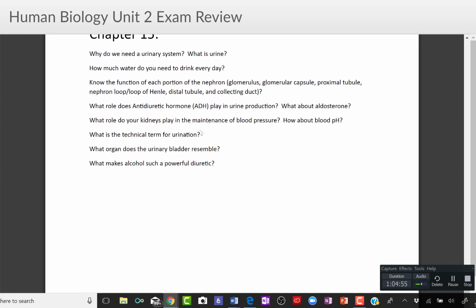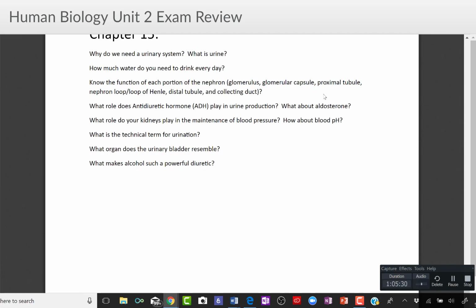All right, know the function of each portion of the nephron. So the glomerulus, that's going to be the knot of capillaries that's sitting in the glomerular capsule. That's where fluid is going to be filtered out. 50 gallons a day of fluid is going to go from the capillary beds, this knot of capillary beds called the glomerulus, into the glomerular capsule, which was called the Bowman's capsule when I was a student. So the glomerular capsule's job is to catch that. So those two things together form something called the renal corpuscle, and their job is filtration. So they filter all this fluid material out of your blood, 50 gallons a day.